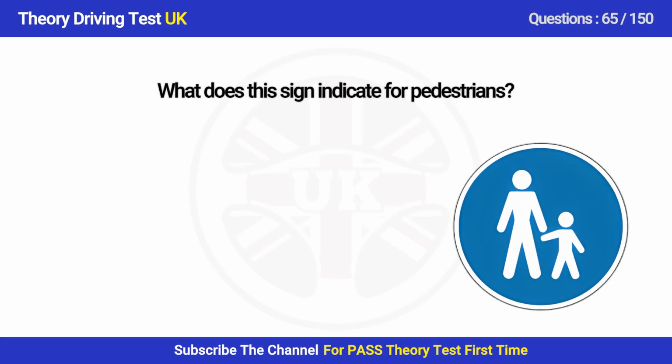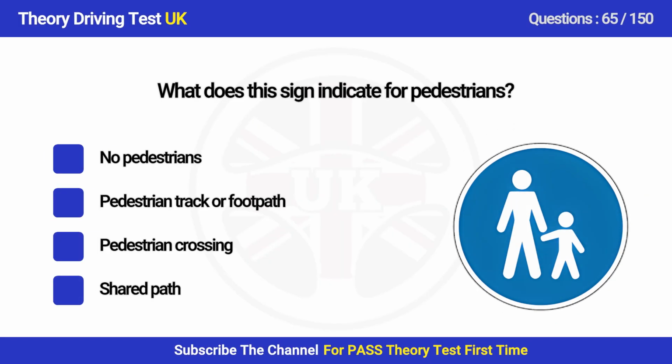Question 65. What does this sign indicate for pedestrians? A. No pedestrians. B. Pedestrian track or footpath. C. Pedestrian crossing. D. Shared path.